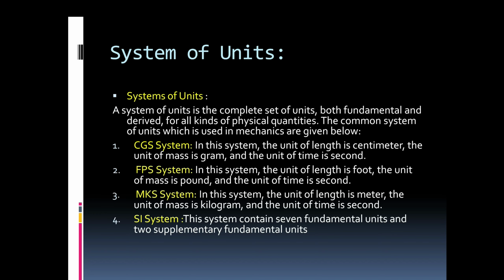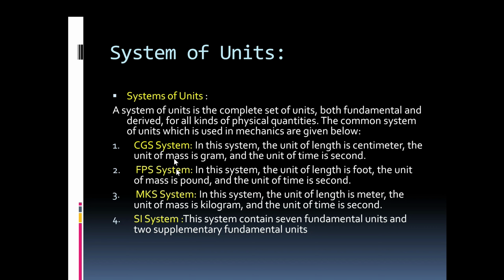Now, system of units. As we have been discussing units, different units and different systems, what is a system of units? A system of units is the complete set of units, both fundamental and derived, for all kinds of physical quantities. And the common systems of units used in mechanics are given below.